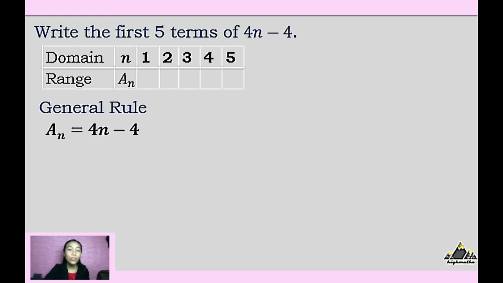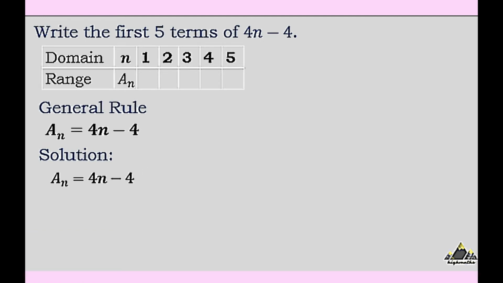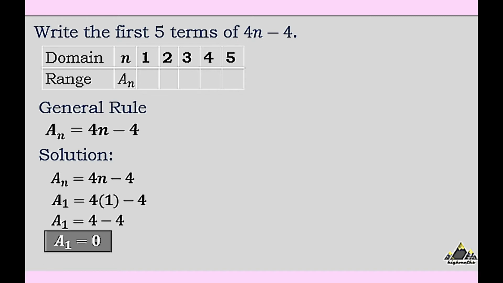Our general rule is a sub n equals 4n minus 4, because 4n minus 4 is given from the problem. For our solution, we use the general rule a sub n equals 4n minus 4. Substituting 1 to the variable n, we have a sub 1 equals 4 times 1 minus 4. Computing, a sub 1 equals 4 times 1, we have 4, and then minus 4. So we obtain 0 as the first term.